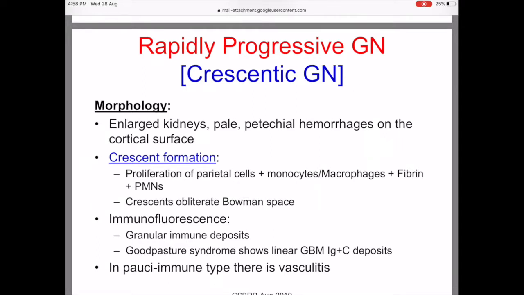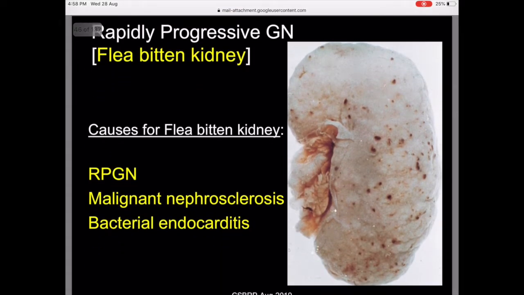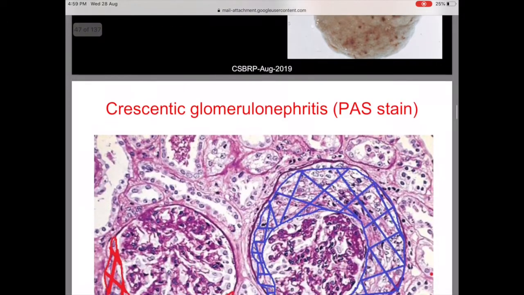Immunofluorescence, you will see granular immune deposits, and Goodpasture syndrome may show linear basement membrane IgG and complement deposits. This is the gross appearance of kidney involved in rapidly progressive glomerulonephritis, and we will call this flea-bitten kidney because of punctate hemorrhages that are seen on the surface as if it is bitten by the flea. And other causes for flea-bitten kidney include malignant nephrosclerosis and bacterial endocarditis.